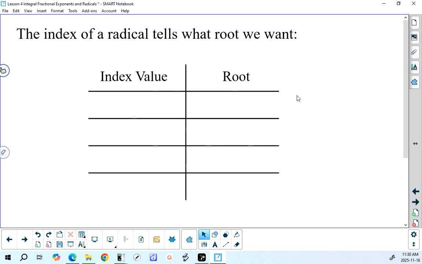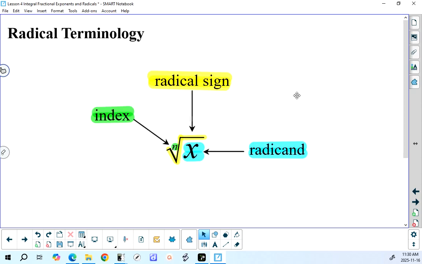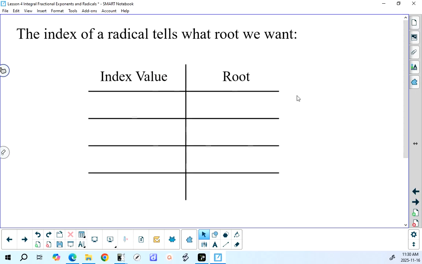So the index of a radical, I'll remind you, the index is that little tiny number I've highlighted in green, tells you something about what we're doing. If the index is 2, we're looking at a square root. And I'm going to review with us together as a group here in a little while what a square root means and what a cube root means, etc. If the index is 3, we're dealing with a cube root. If the index is 4, well, that would be what we call the fourth root.